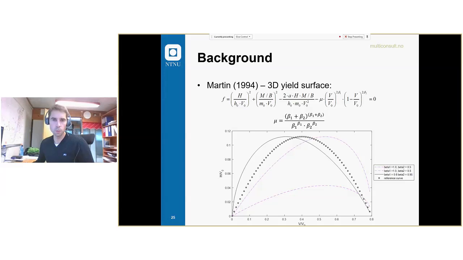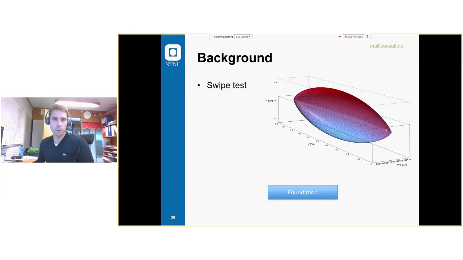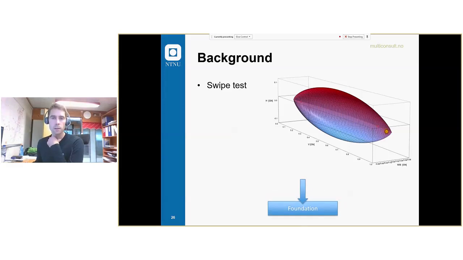And you use parabolic shapes to model these curves. You also can do a swipe test to define the shape of these curves. In a swipe test, first the footing is placed and loaded with a pure vertical load until it reaches a prescribed load, V0. And the swipe test is thereafter initiated.